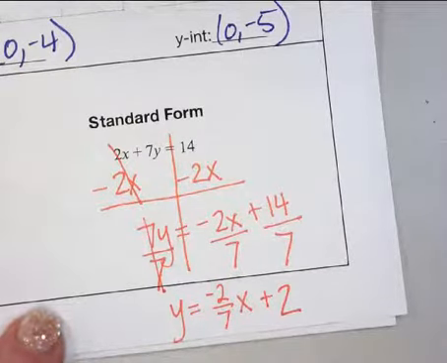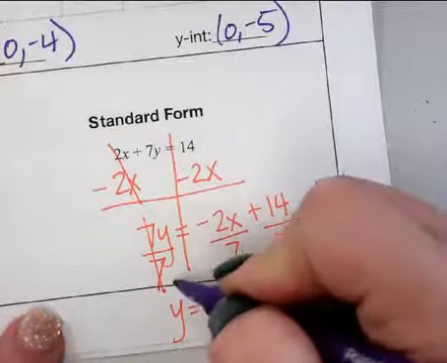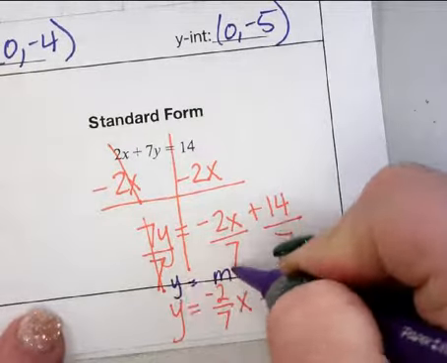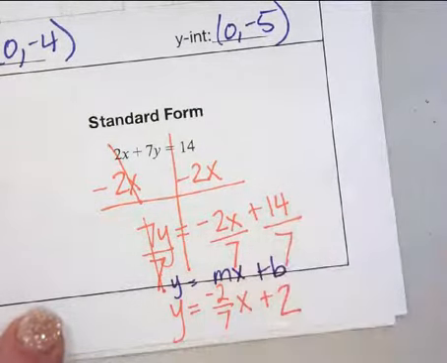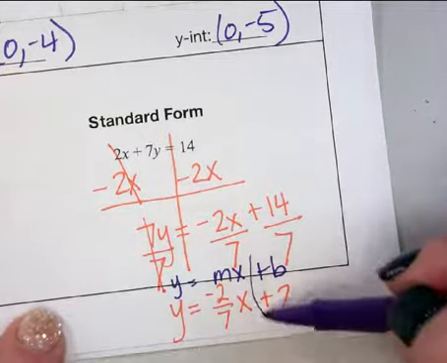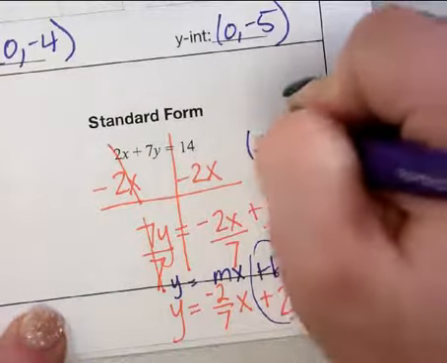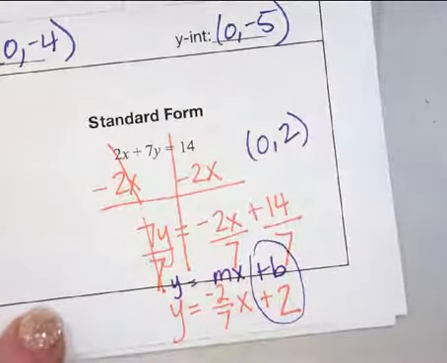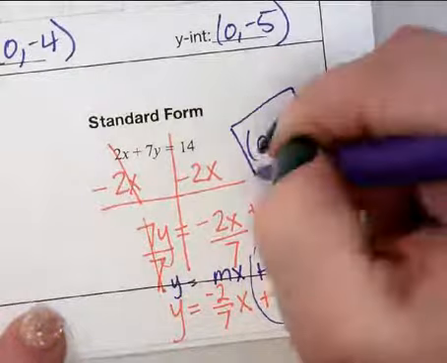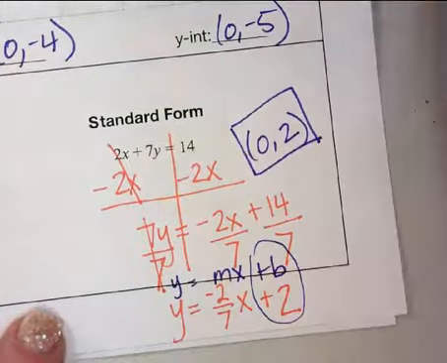Okay, now I'm in the correct form. Y equals mx plus b. And I can easily identify my b value as 2. So I know that my y-intercept is 0, 2. Not too bad, huh? We might have to practice that one a little bit. Here's a couple.